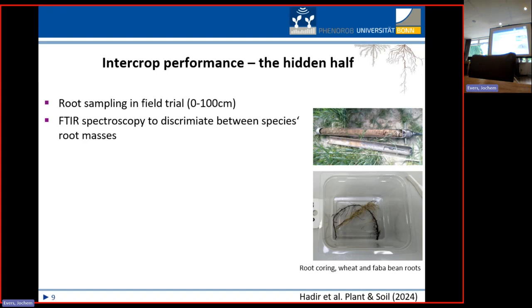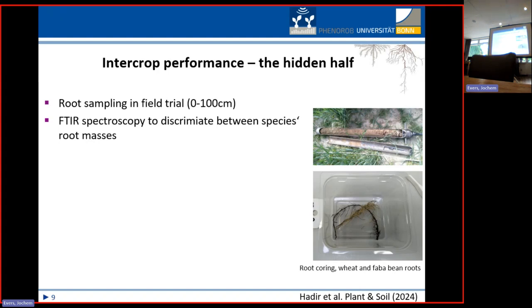This is a good example. In that case, I think there are 2 different roots of 2 different species, but in the field it's much more difficult to distinguish between species. But there are methods to do that, and one of them is this FT spectroscopy.